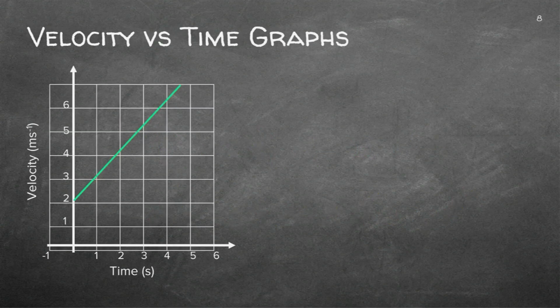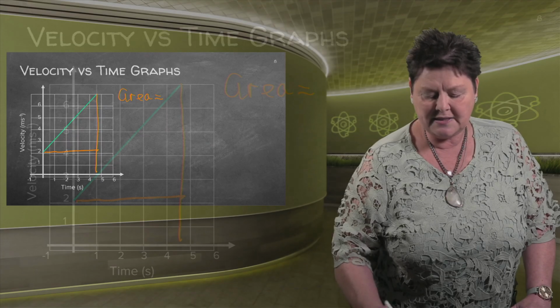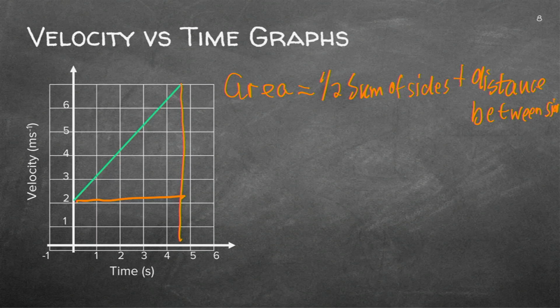Right, let's go to the next equation. This is a bit more challenging because we don't use trapeziums. But again, I've got this graph. The area of a trapezium is actually half the sum of the sides multiplied by the distance between the sides. Sorry, that's a multiply.